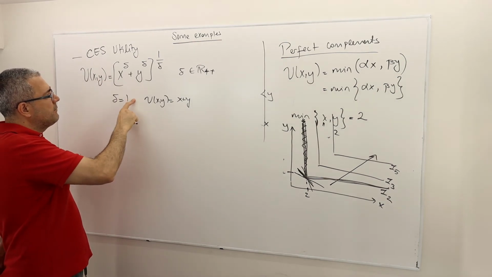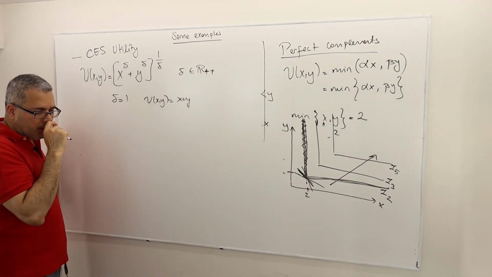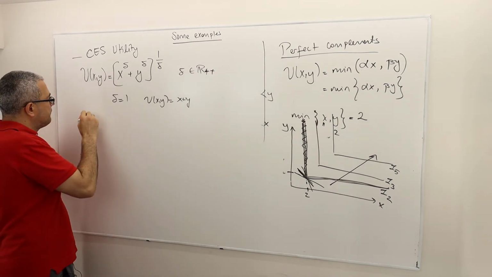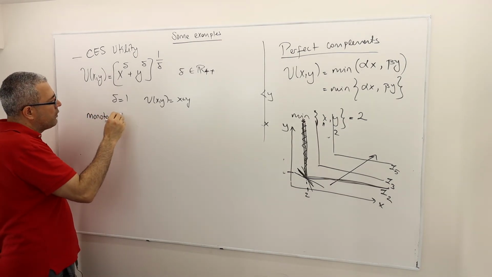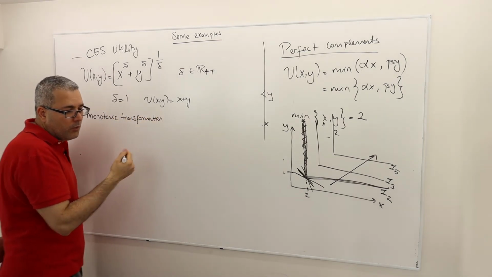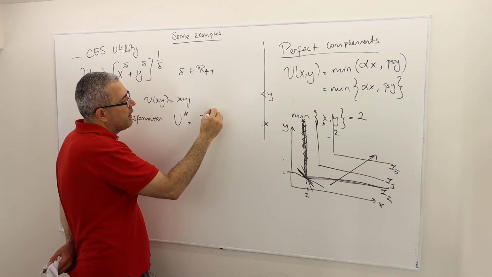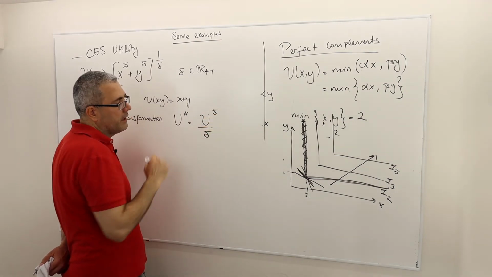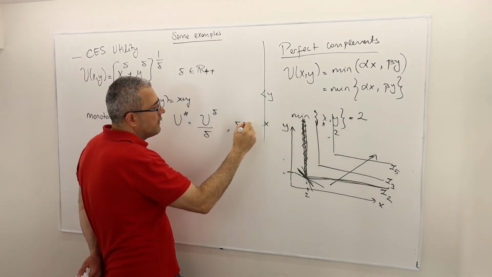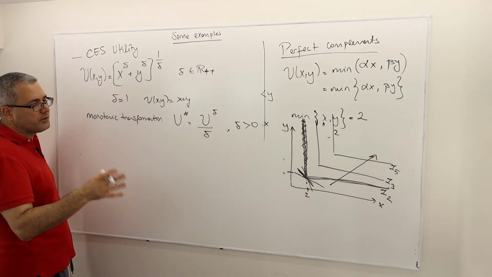All right. So sometimes working on this is not so easy. So what we do, we look at its monotonic transformation. How do we transform it? Well, we define this new utility function u star by basically multiplying my utility function by delta and then dividing it by delta. All right? And again, here I assume that delta is a positive real number. Otherwise, it wouldn't be an increasing transformation.